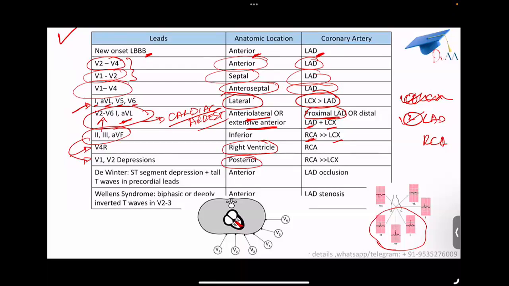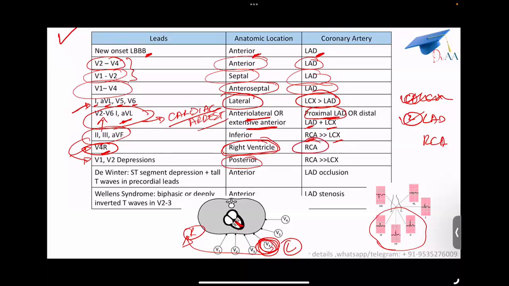In an inferior wall MI, if the patient has hypotension, you take a V4R. What do you mean by V4R? The fourth lead is placed on the left side of the chest. If you place it exactly opposite, on the right side of the chest, and do an ECG, and you see an ST segment elevation in V4R, then we call it right ventricular involvement is there.